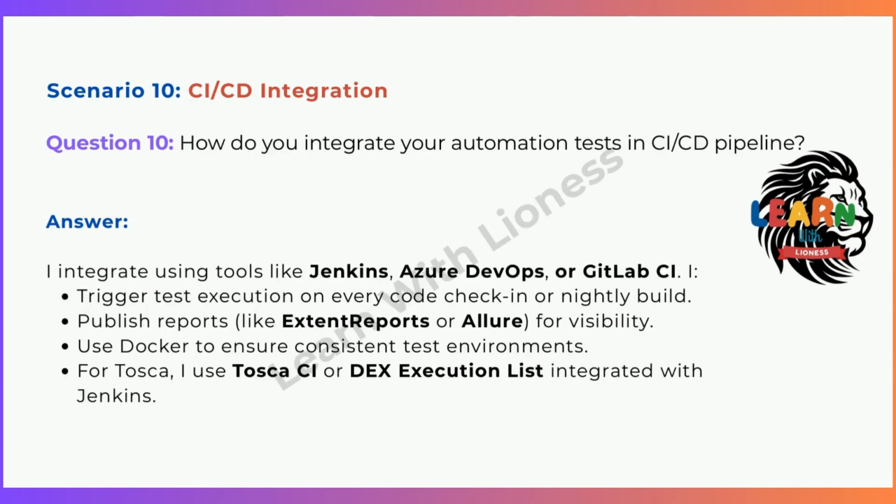Scenario 10. CI/CD integration. Question 10. How do you integrate your automation tests in a CI/CD pipeline? Answer. I integrate using tools like Jenkins, Azure DevOps, or GitLab CI. I trigger test execution on every code check-in or nightly build. Publish reports like Extent Reports or Allure for visibility. Use Docker to ensure consistent test environments. For TOSCA, I use TOSCA CI or DEX execution list integrated with Jenkins.